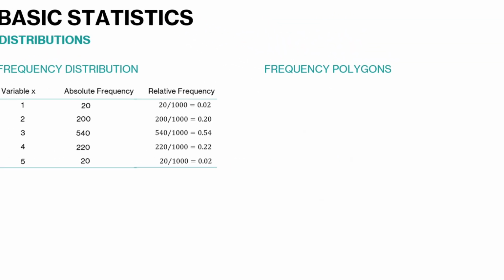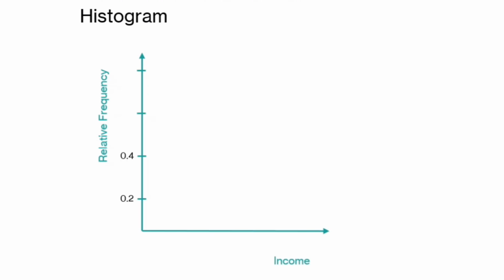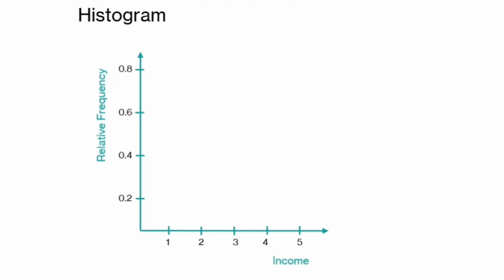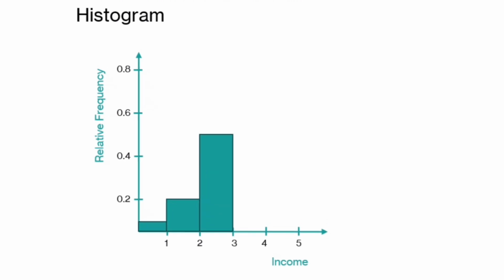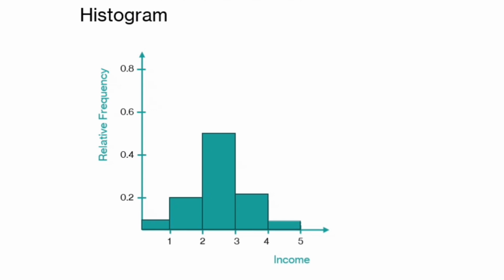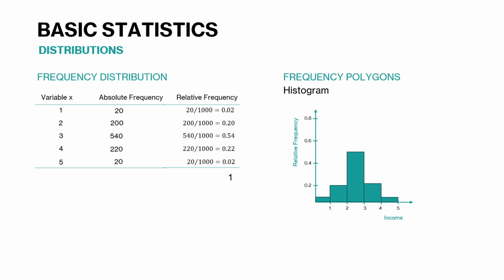We can use relative frequency values to create a histogram. Relative frequency on the y-axis and income on the x-axis. For income 1, relative frequency is 0.02. This is the first bar. Income 2, 0.2, second bar. Similarly, we create the other bars of the histogram. An important feature of the histogram is that its area represents the sum of relative frequencies and hence is equal to 1.